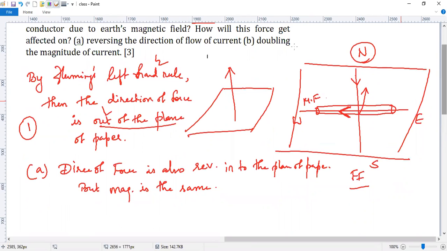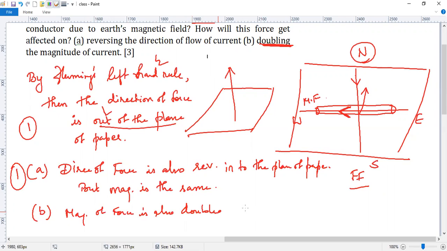Okay. Now the third part of the question is doubling the magnitude of current. So in the second part answer பண்றதுக்கு 1 mark. Now when this is doubling the magnitude of current, what will happen? Magnitude of force is also doubled. But direction is same.